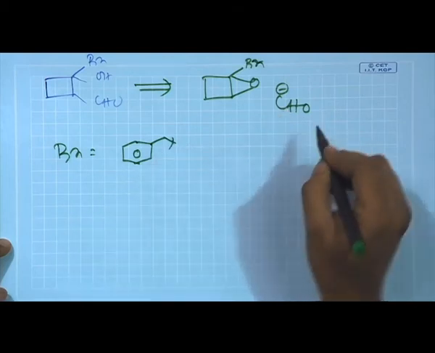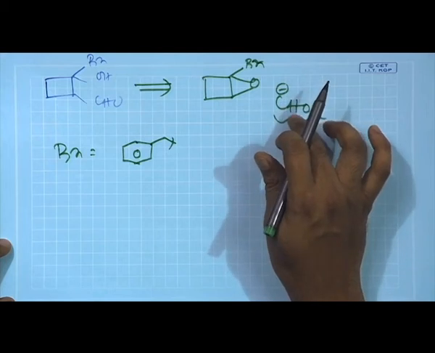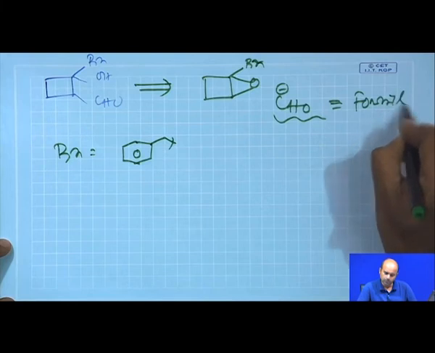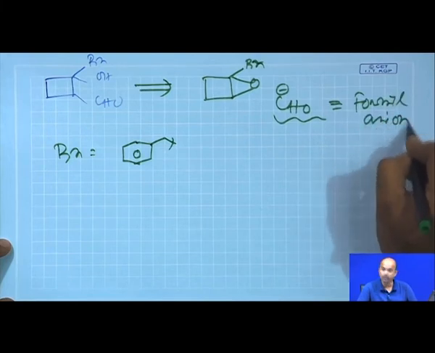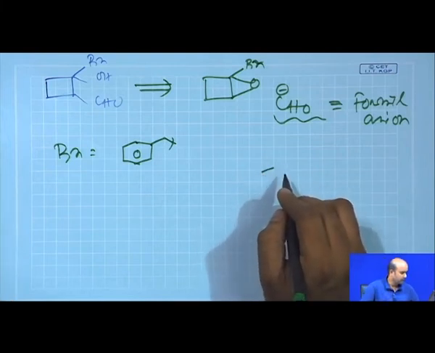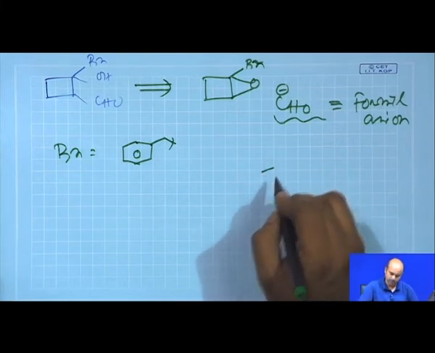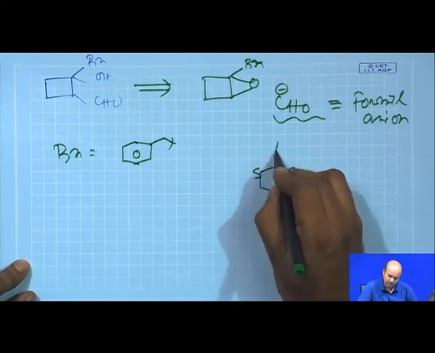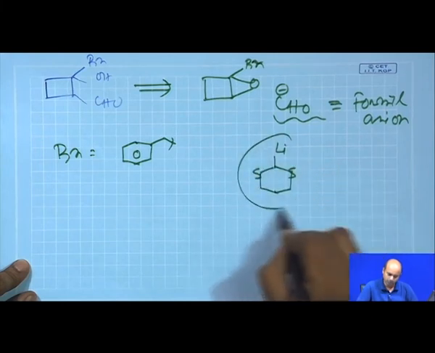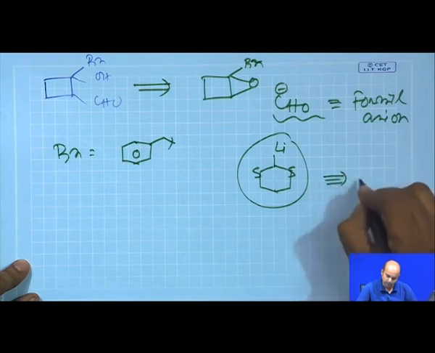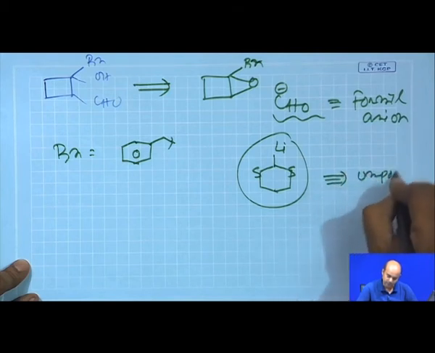Now, sometimes you can have this kind of species which are called synthetic equivalents. It is basically a formyl anion. We will talk about those species in the subsequent sections. Now, the synthesis which was devised here will follow a similar kind of pathway. If you have a 1,3-dithiane derivative with a lithium species, which all of us know, this can give you an umpolung species where the charge has been reversed.